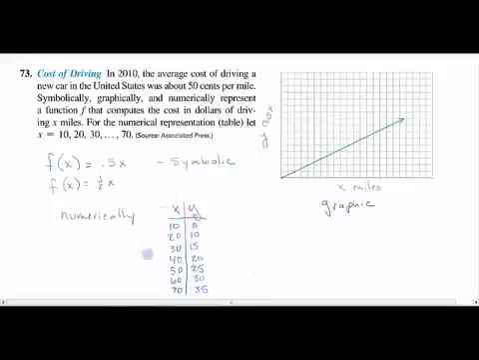You can see that a numeric representation is not a complete representation of that function, because we could drive maybe 12.8 miles, and that's not on the table. So you have to understand that the numeric representation of a function is not complete. It's going to be for specific values that you're told to put in, or something that makes sense in a presentation.